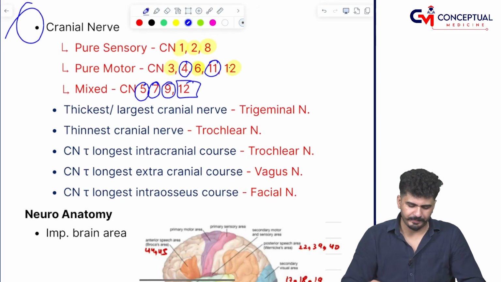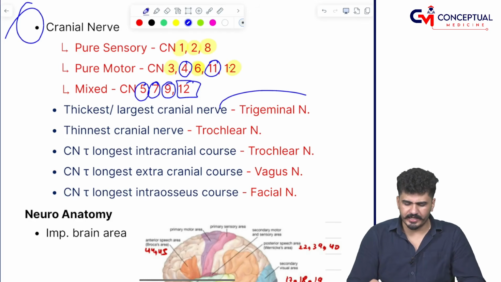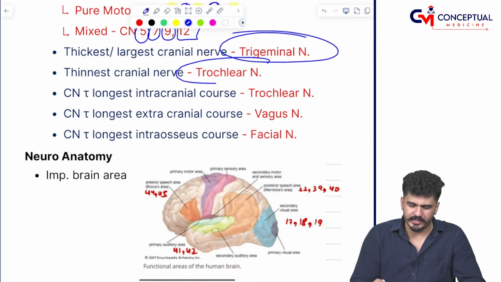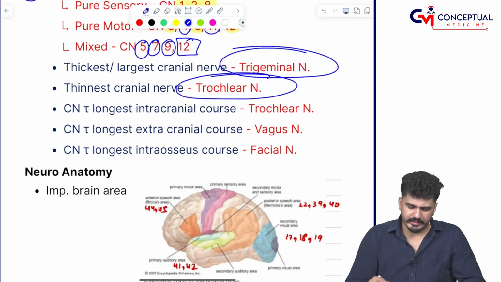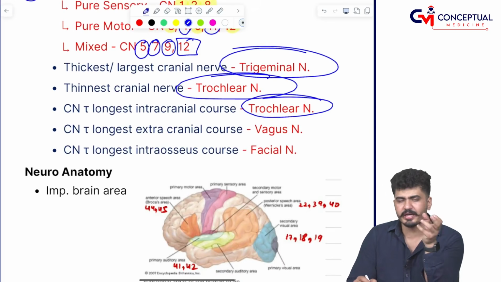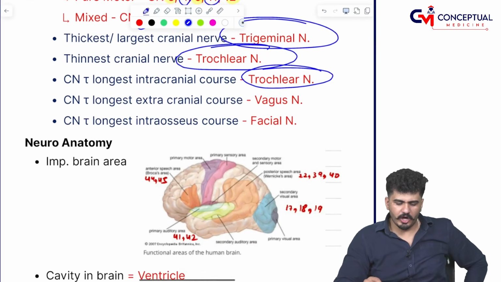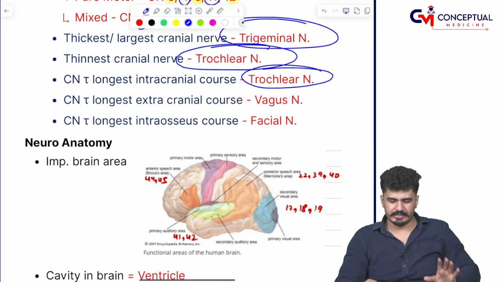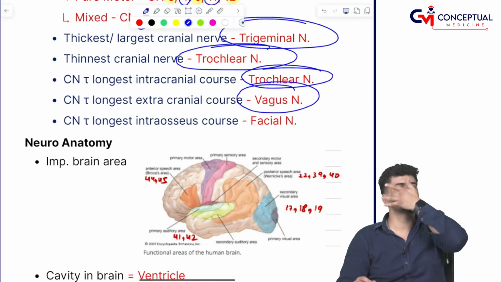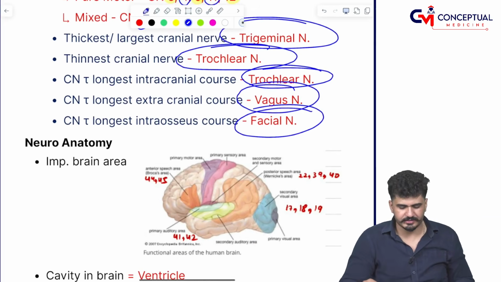1, 2, and 8. Which is the thickest and the largest cranial nerve? Trigeminal. Thinnest cranial nerve? Trochlear. Cranial nerve with the longest intracranial course, again trochlear. The thinnest is also trochlear, and being thin it goes further inside, that is why it has the longest course. Longest course extracranial, that is the vagus, the king. Longest intraosseous course is the facial nerve, sir.